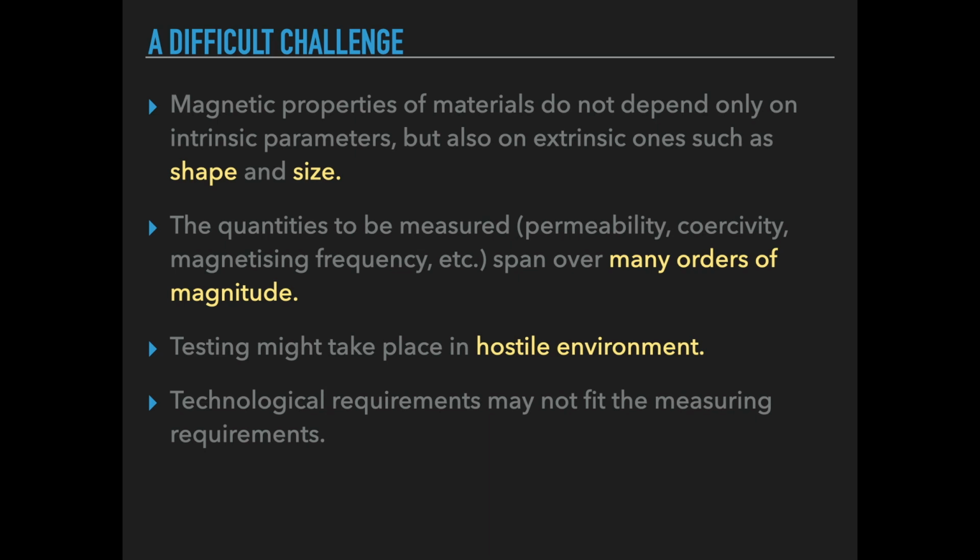Measuring the magnetic properties of materials is a difficult challenge because they depend, of course, on the intrinsic properties of the materials themselves, such as the composition or the macrostructure, but also on extrinsic properties such as shape and size. Moreover, the quantities to be measured, such as permeability or coercivity or magnetizing frequency, may span over many orders of magnitude. Additionally, if the measurements are not done in controlled laboratory conditions, but in field applications, the application environment can be very hostile. This means that the technological requirements for the materials may not fit the measuring requirements to do repeatable and metrological level measurements.